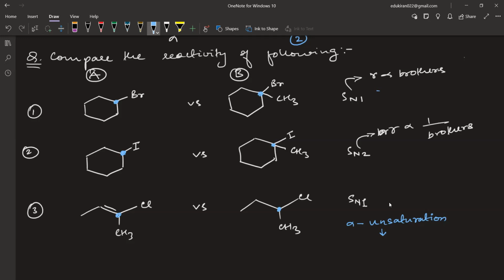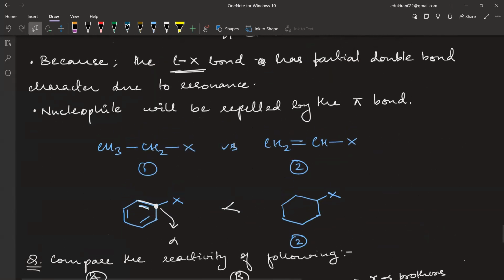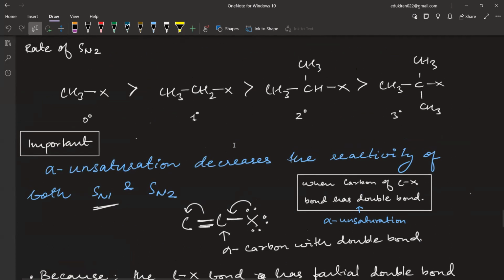Organic compound with the general structure. Arey, we have already written it here, look. When the carbon of the C-X bond has a double bond, that means alpha unsaturation.